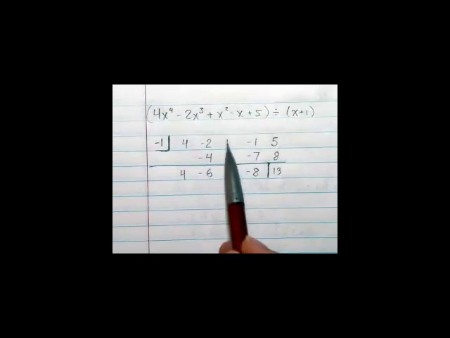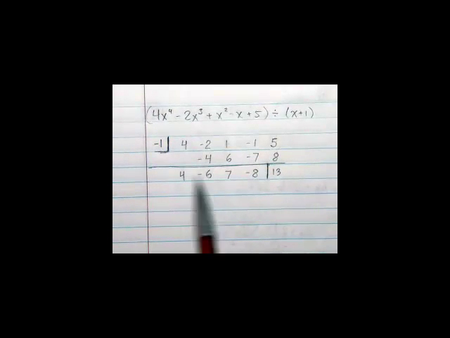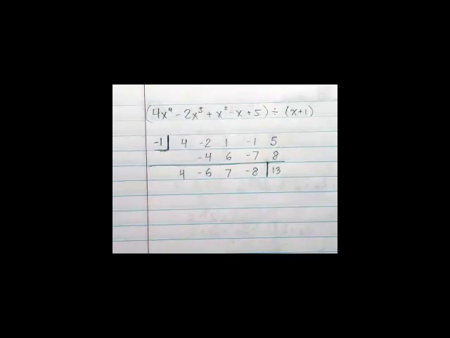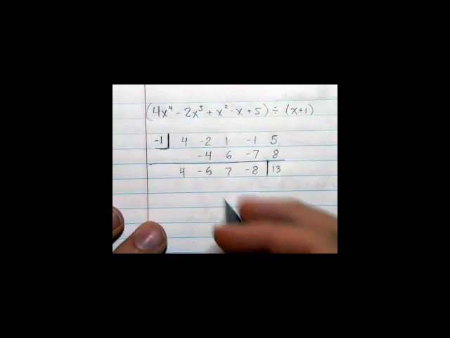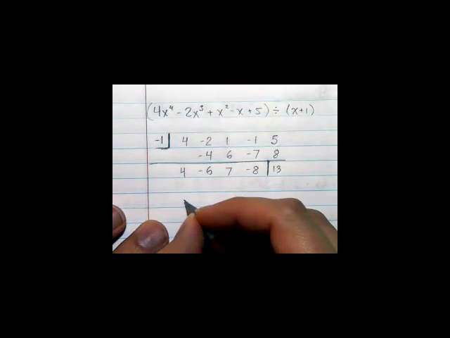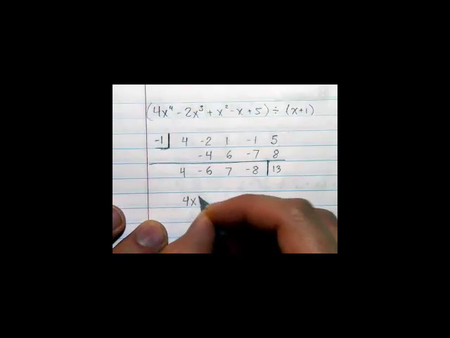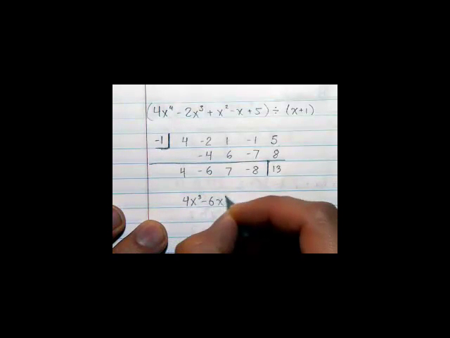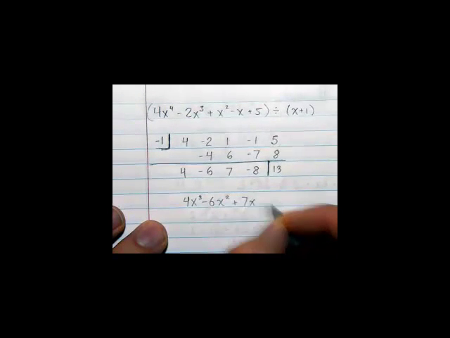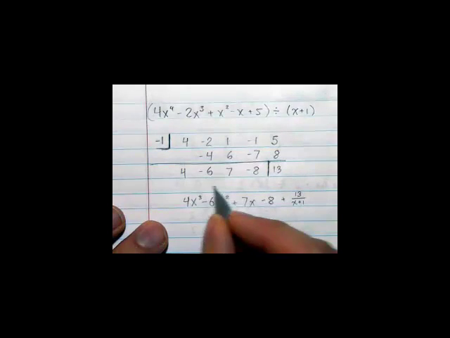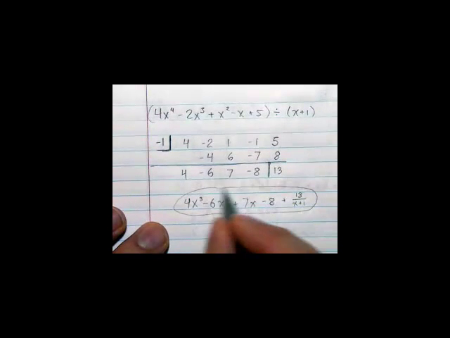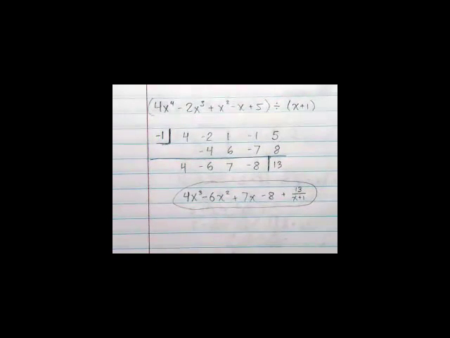We knew it was an x to the fourth to begin with. That had 1, 2, 3, 4, 5 terms. Now we're down to 1, 2, 3, 4. So that should be an x to the third polynomial, a degree 3. So we have 4x to the third minus 6x squared plus 7x minus 8 plus 13 out of x plus 1. Same answer. Much quicker. Okay? That's synthetic division in a nutshell.